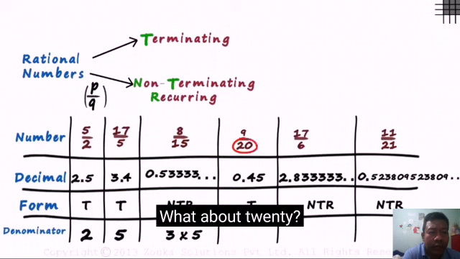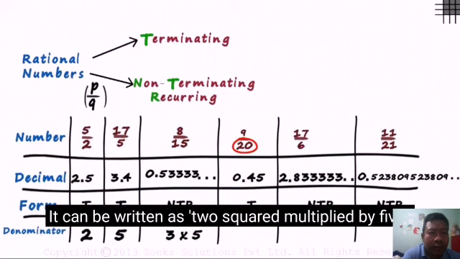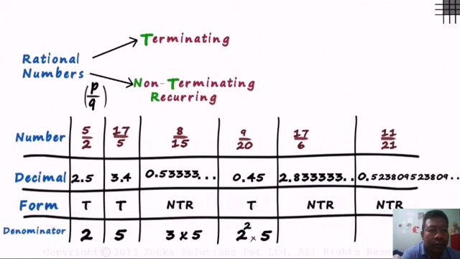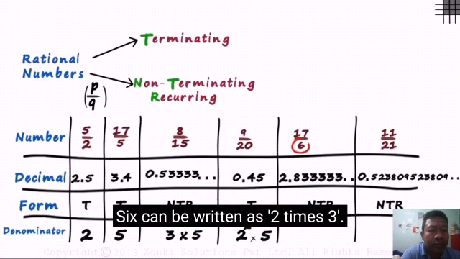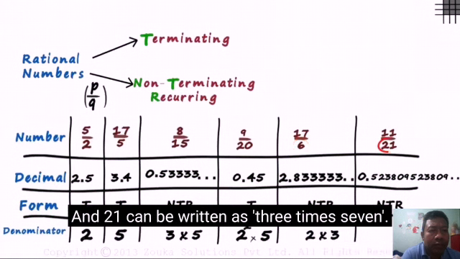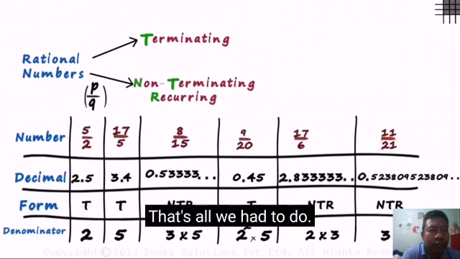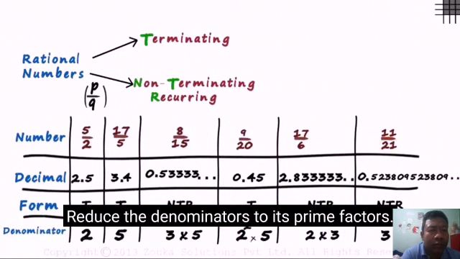Next, 20. When you write the prime factors of 20, we have 2 squared into 5. For 6, we have 2 into 3. 21 will have 3 into 7. That's all we had to do: reduce the denominator to its prime factors.